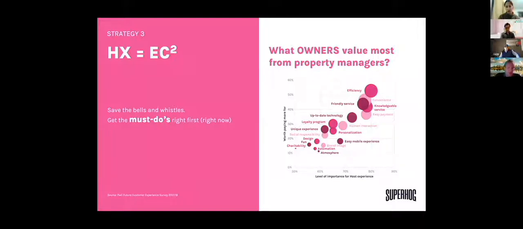Are they going to look after my property? Are they going to maximize the potential that I think is there? Are they going to do a better job than I can? And those things, efficiency, convenience, a knowledgeable service, a friendly service, are totally up in the top right-hand corner. Those are the simple things to get right.